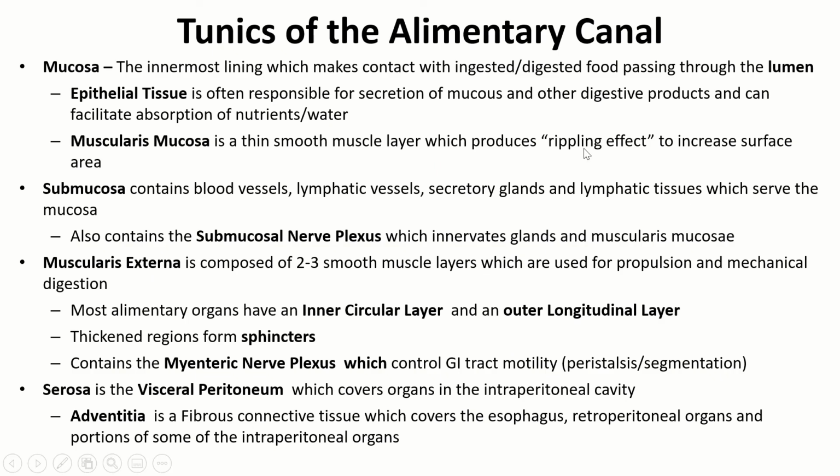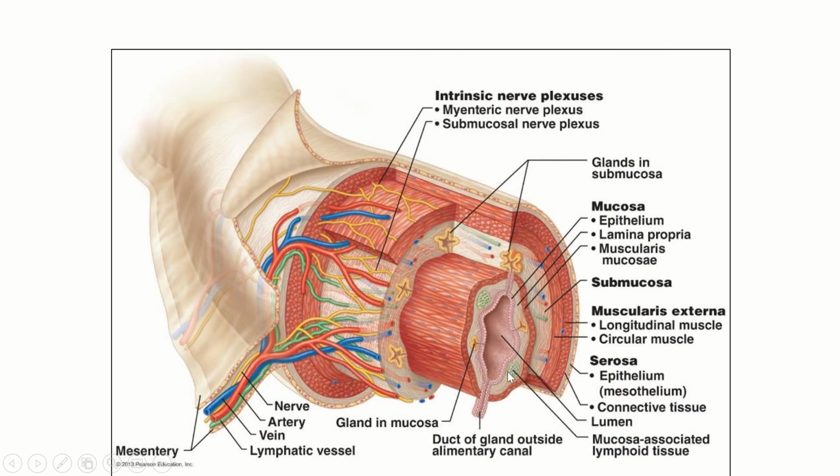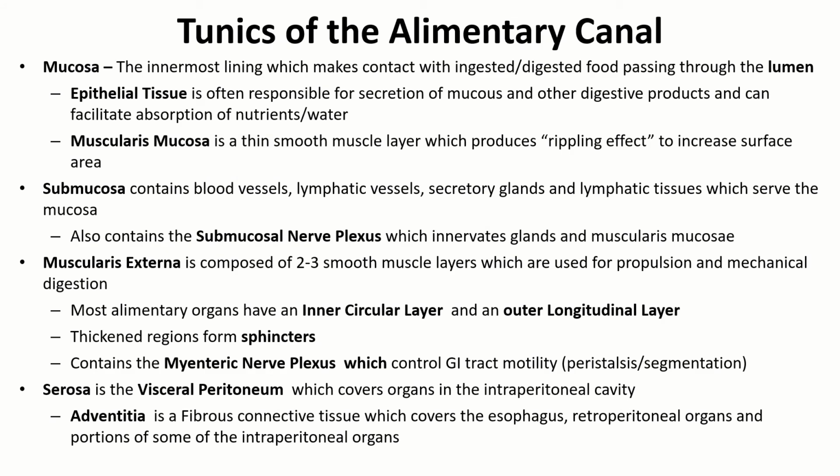Now there is a thin, smooth muscle layer here known as the muscularis mucosa, and this is not going to be responsible for propelling food through the organ. Rather, what this does is as it changes shape, it actually can change whether this is a rippled or a flattened surface that food is coming in contact with. That's important because it can change how well this epithelial lining is going to be absorbing or secreting based on the surface area available. Now, just outside of this, or superficial to this, is the submucosa.